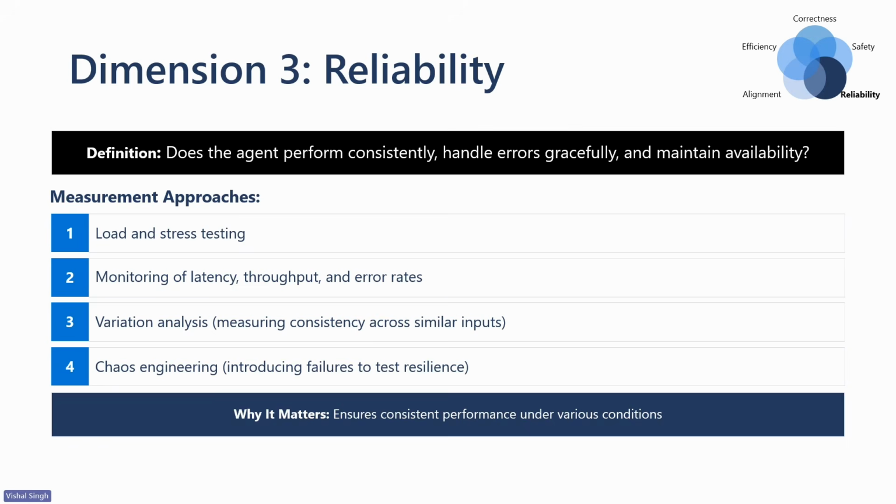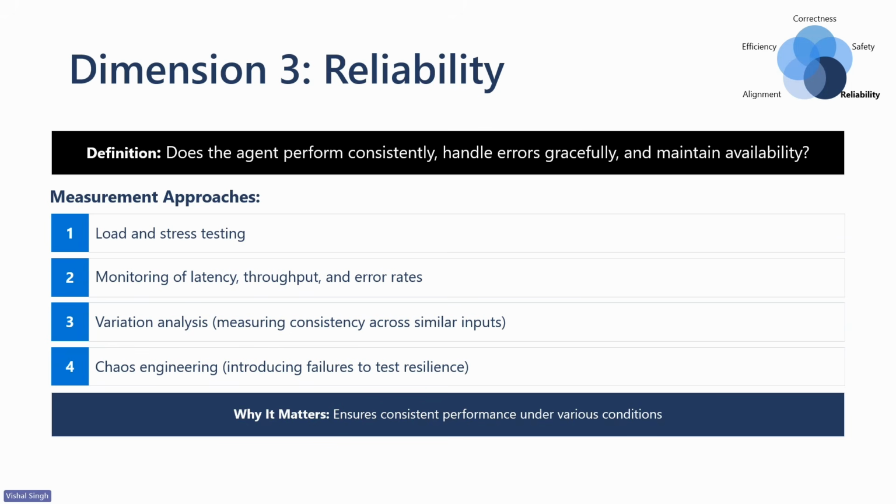Proceeding on to the third dimension, reliability. The key essence of reliability that we try to define here is, does your agent perform consistently? Does it handle errors gracefully? And does it maintain availability? Your agent is required to be reliable in the longer term, able to provide responses to a wide range of users, and not get distressed or crash in the process.